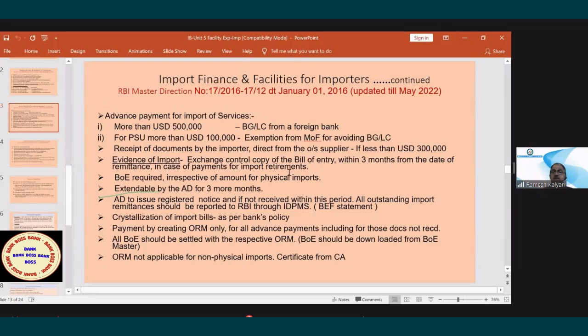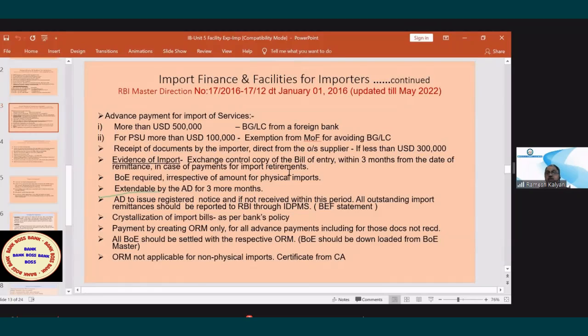Now it has to be sent through the system that you have, the Import Data Processing and Monitoring System, IDPMS. Through the IDPMS, there is a menu called ORM, the outward remittance mode. Through that only we have to send it.